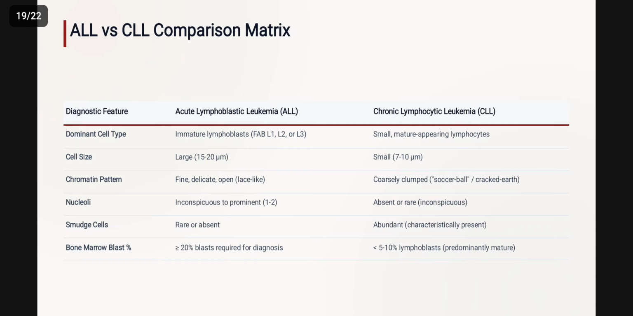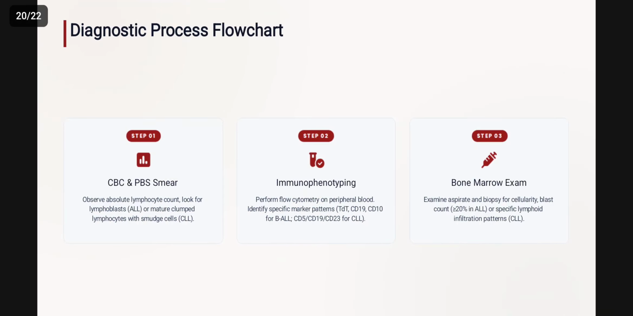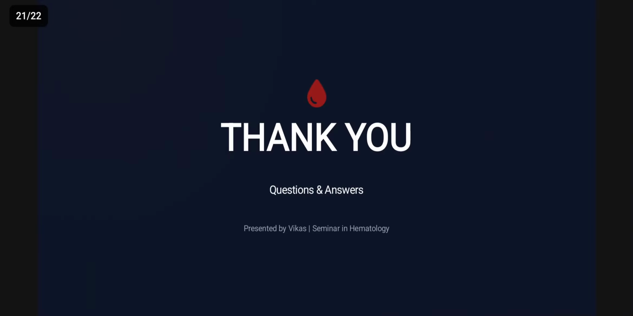Bone marrow blasts: more than 20% blasts are required for diagnosis in acute, while less than 5 to 10% lymphoblasts are required for the chronic lymphocytic diagnosis. There is a diagnostic flowchart in which CBC and PBS smear is done, immunophenotyping is done, and bone marrow examination is done. Thank you.